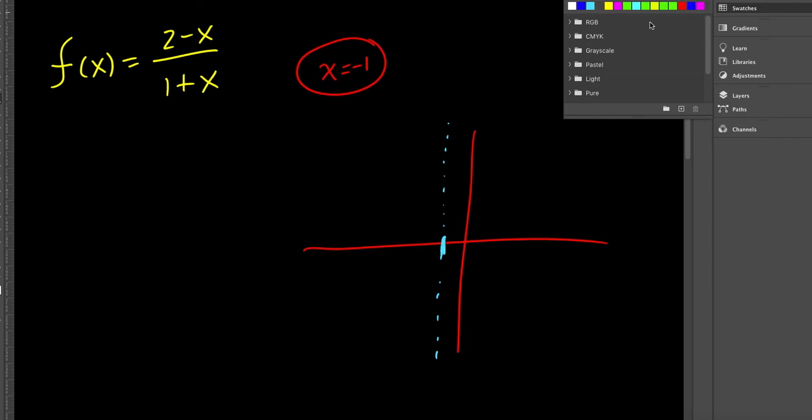Now, to find the exact placement of the horizontal asymptote, it's just going to be -1 because we have the same power on top and bottom, and it's just the ratio of the leading coefficients. So we have -1/1, and so we end up with y equals -1 for a horizontal asymptote.